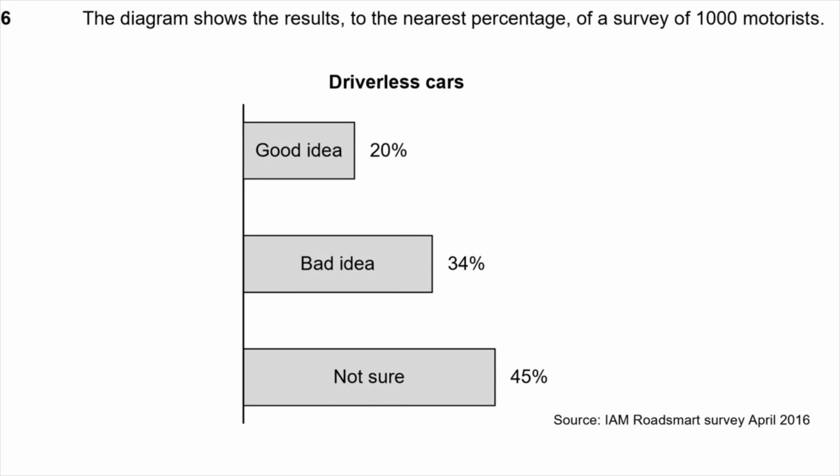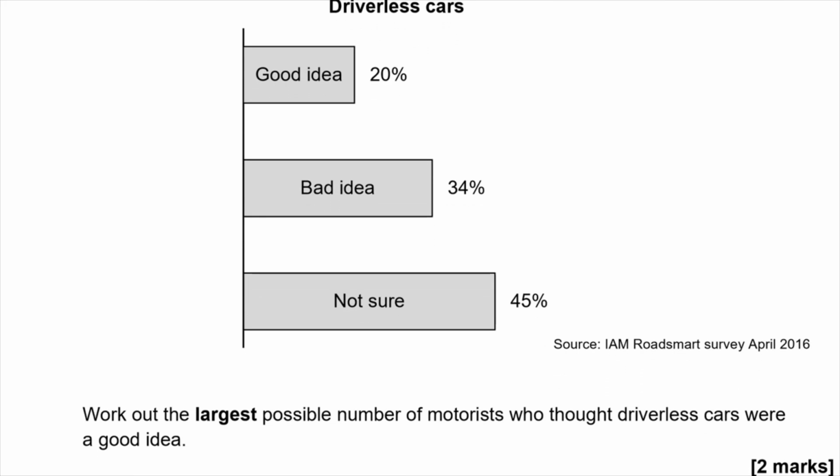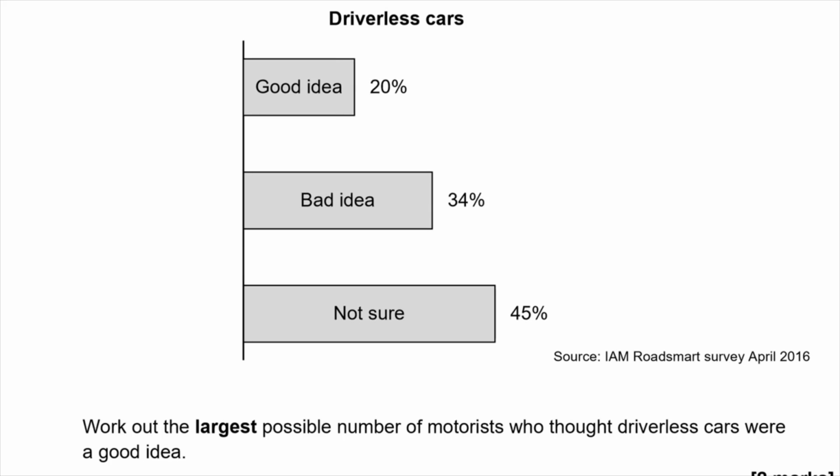Question 6. The diagram shows the results to the nearest percentage of a survey of 1,000 motorists. Driverless cars. Good idea, 20% think it is. Bad idea, 34% think it is. And not sure, 45% think it is. Interestingly, they don't add up to 100%, do they? Right, work out the largest possible number of motorists who thought driverless cars were a good idea.